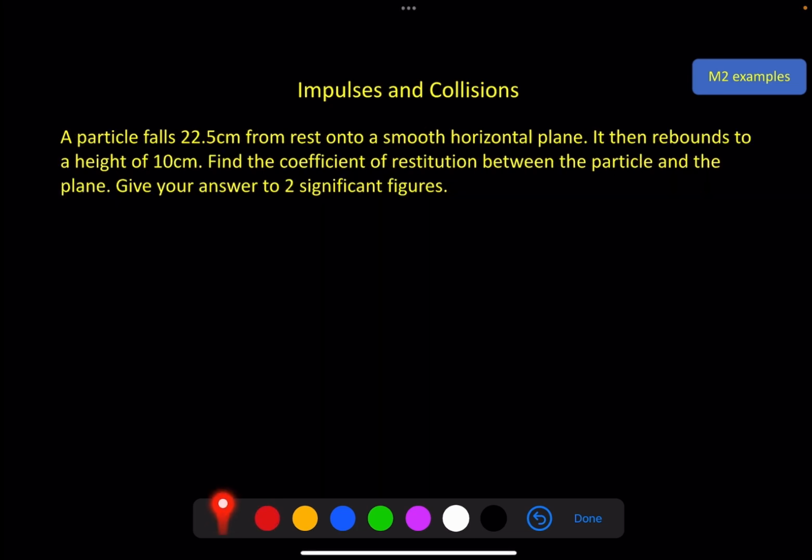Third and final example. A particle falls 22.5 centimeters from rest onto a smooth horizontal plane. It then rebounds to a height of 10 centimeters. Find the coefficient of restitution between the particle and the plane. This example is more involved.